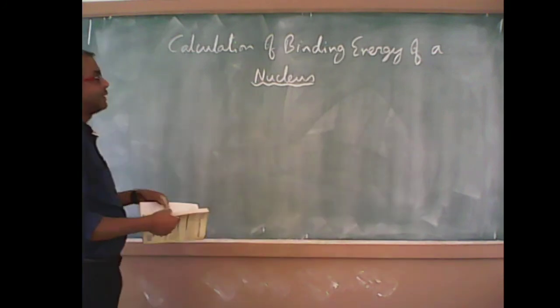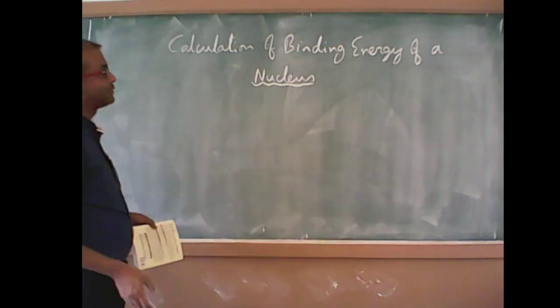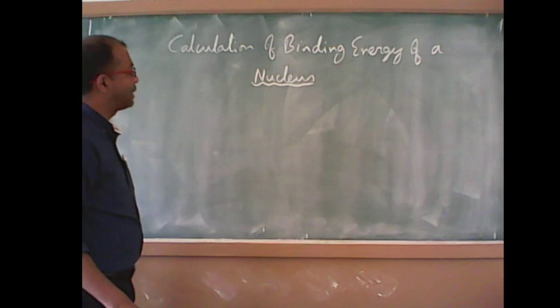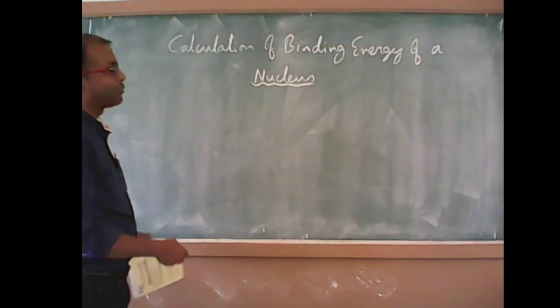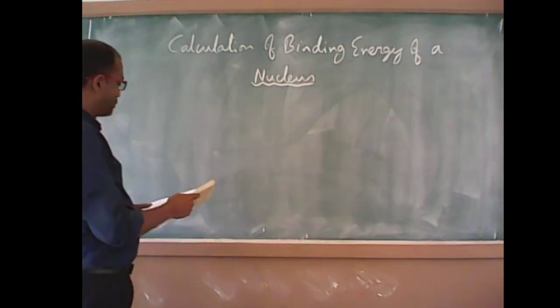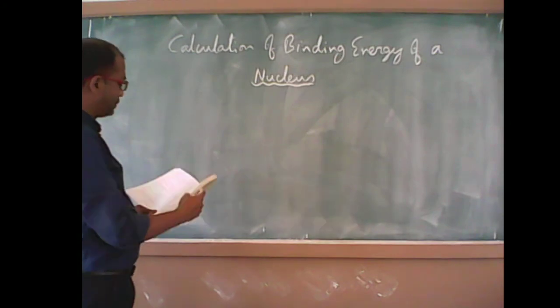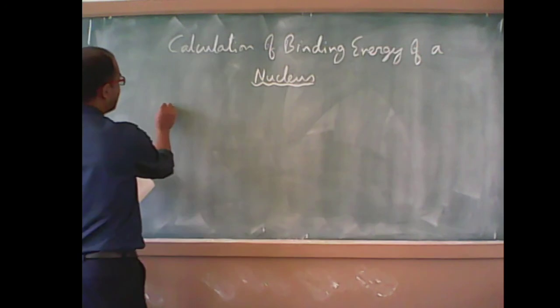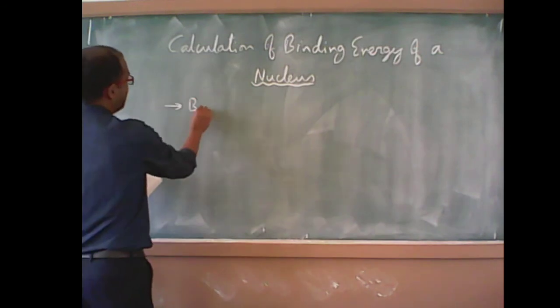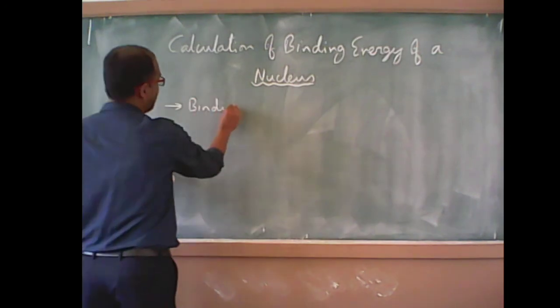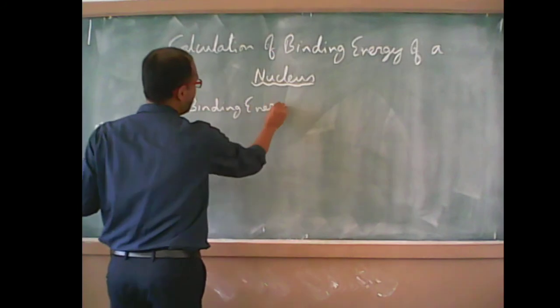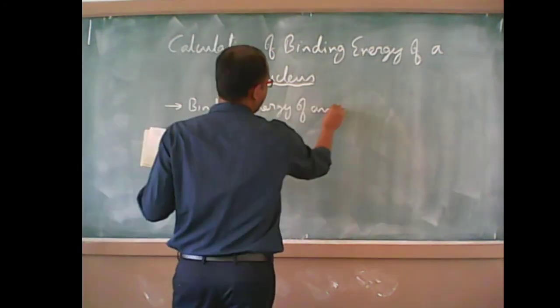Okay, so let's see how actually the binding energy of a nucleus can be calculated. I'm taking a problem from this book. We have to calculate the binding energy of an alpha particle and express it in MeV and joules. Or simply, we'll calculate the binding energy of an alpha particle.